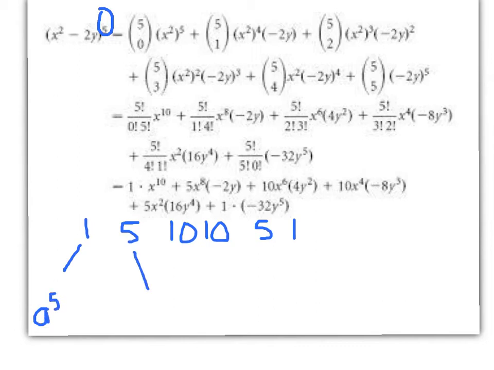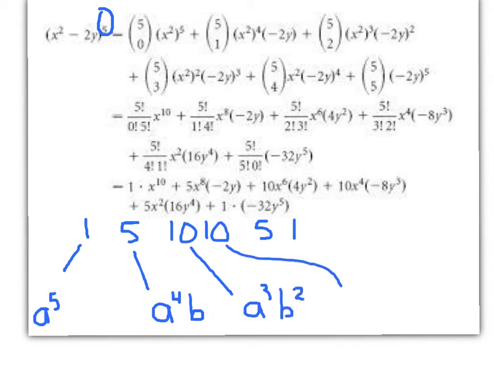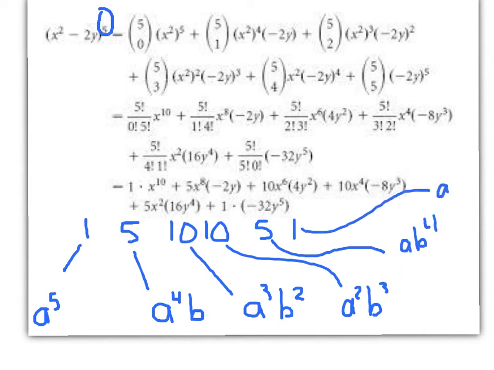And the 5 is going to represent the a to the 4th and the b. And the 10 is going to represent the a cubed and the b squared. I'm going to run out of room. And this next 10 is going to represent the a squared and b cubed. And the 5 is going to represent the a b to the 4th. And the last one is going to represent the no a's, just the b to the 5th.